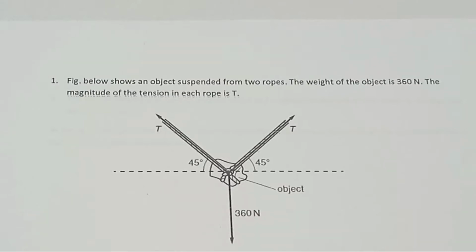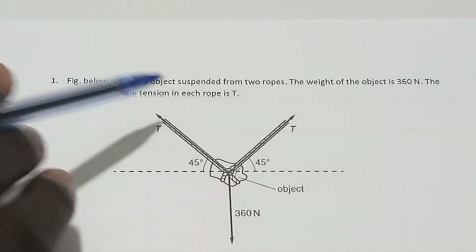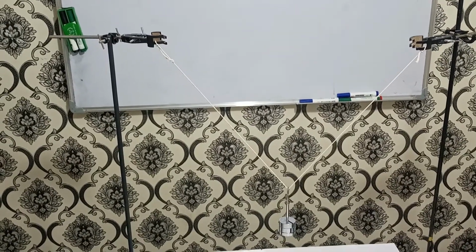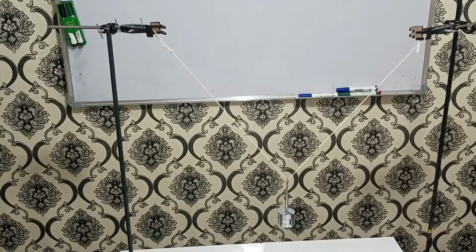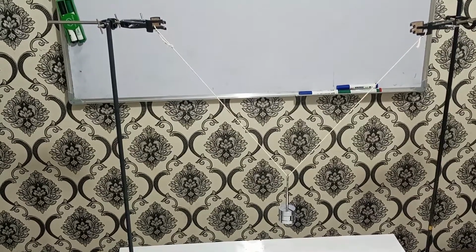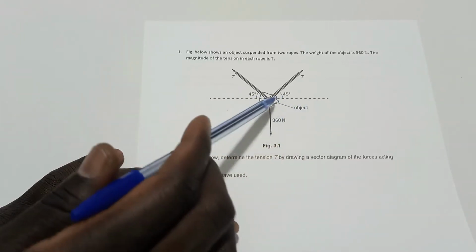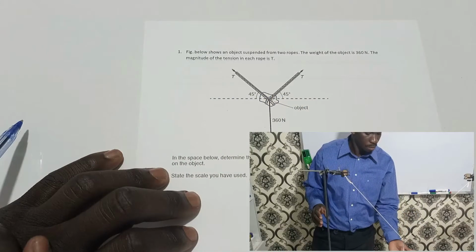Now the figure below shows an object suspended from two ropes. The weight of the object is 360 newtons. The magnitude of the tension in each rope is T, as you can see on the diagram and from the demonstration on the other side. Now this tension in the rope is making 45 degrees with the horizontal at this particular point here.